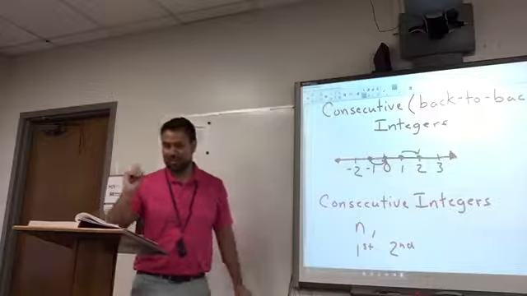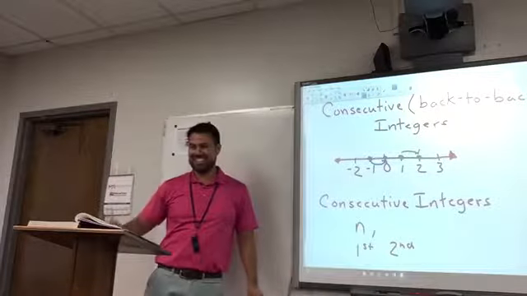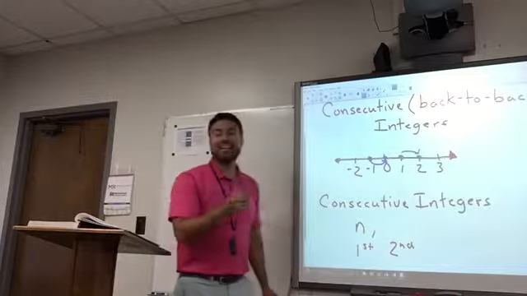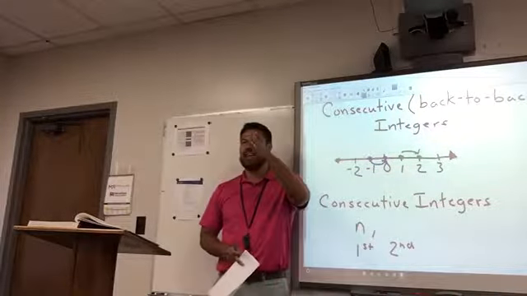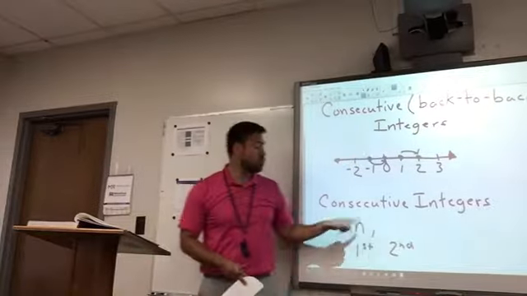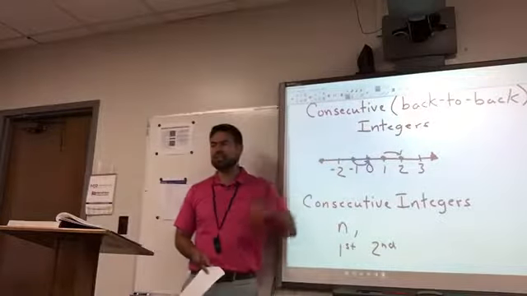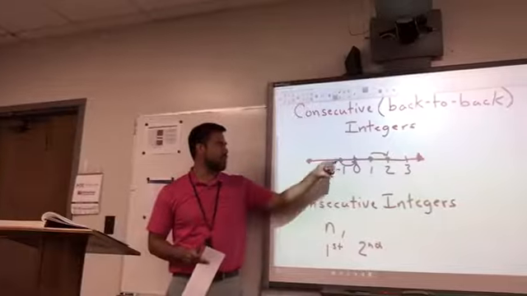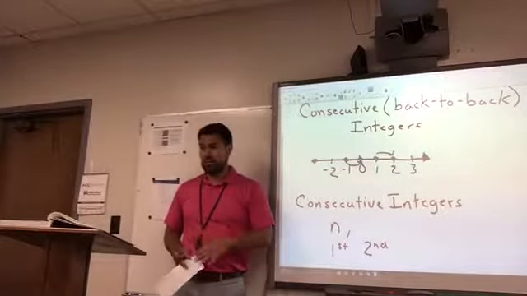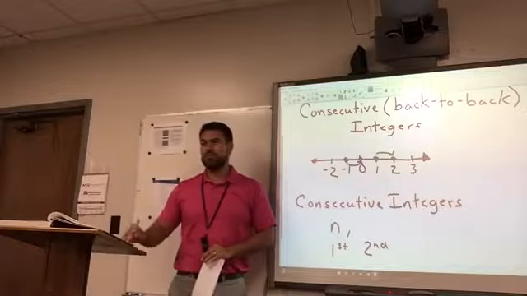Is that O like 0 or O like the letter? Oh, okay. I get what you're saying. Like N, M, O. Okay, I get you. The letter. But using N, how do you describe the next consecutive integer? So think of your number line. If that was N, how would you describe the next one? N squared. Ooh, we're getting there.